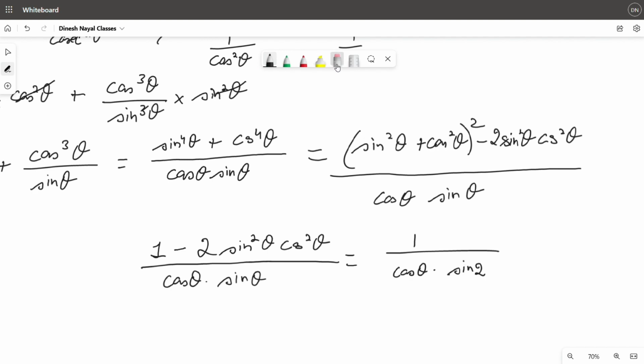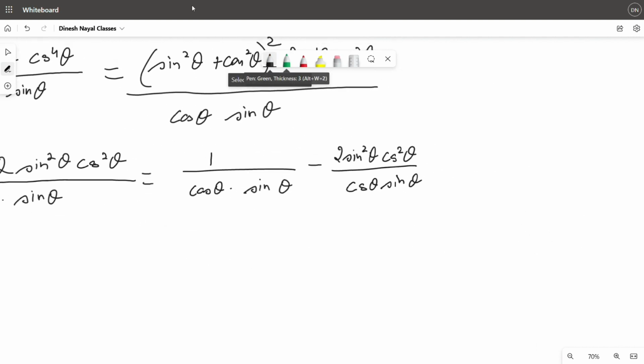minus, sorry, this should be sine theta minus 2 sine square theta cos square theta, whole upon cos theta sine theta. Now see, we can write 1 upon cos theta as secant theta, and 1 upon sine theta as cosec theta, minus... see, cos will be cancelled out, sine will be cancelled out. So what is left over here is 2 sine theta cos theta.